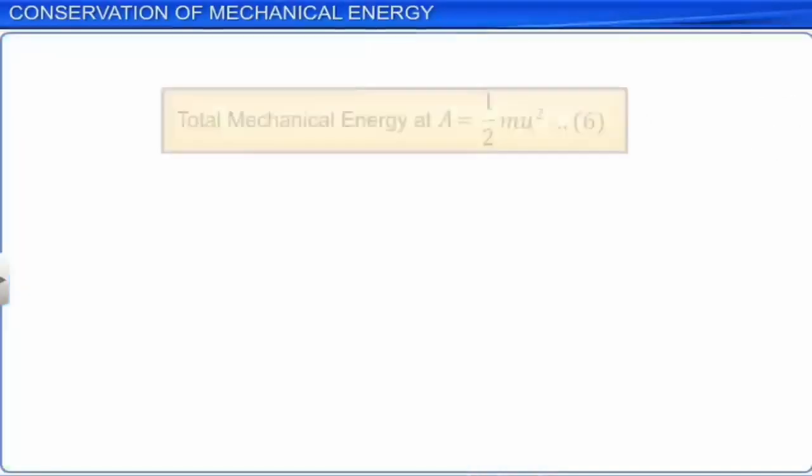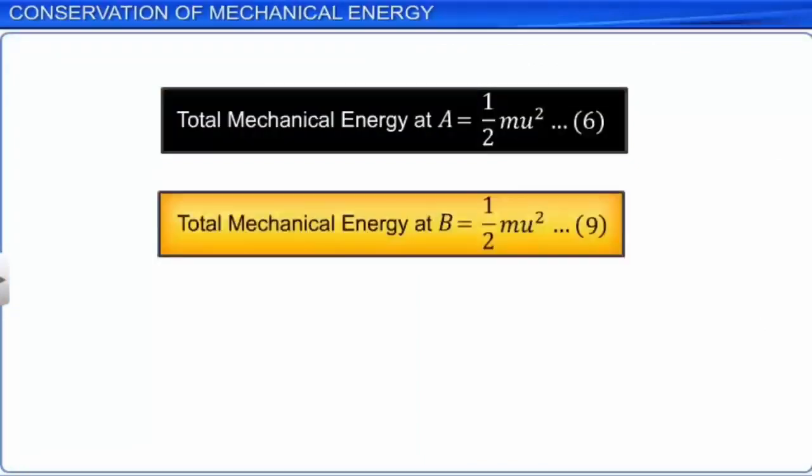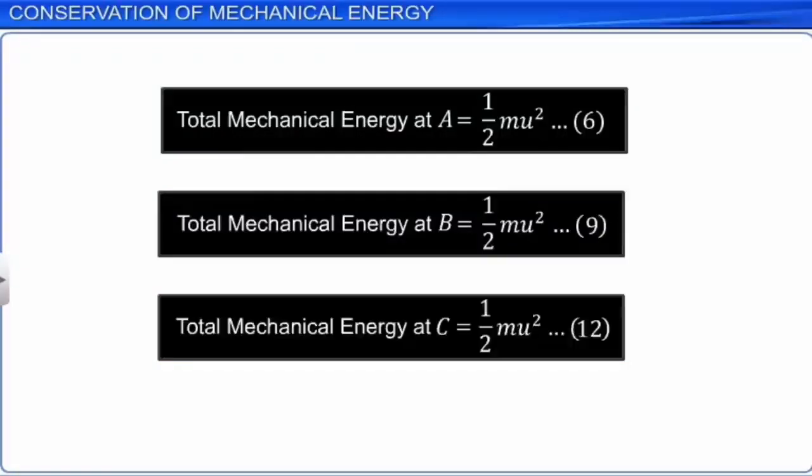We see from equations 6, 9 and 12 that the total mechanical energy at all points along the path of the body is the same. Hence, mechanical energy is conserved at all points along the path.